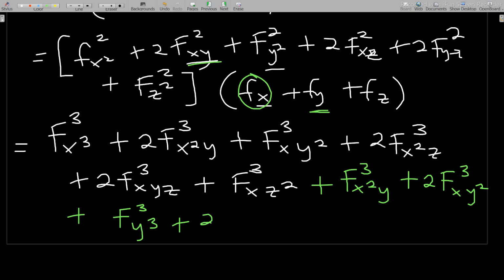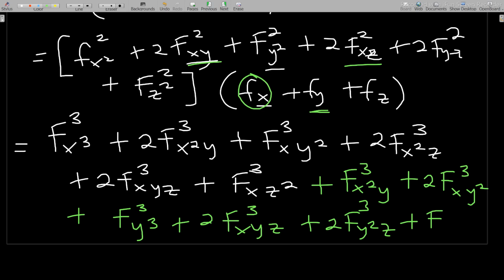Plus 2fxfyfz, here then cube, plus 2fy squared fz, cube, like that. Wow. Plus, then the last one is fy fz squared, and cube. I hope that is correct. fy fz squared. Okay, so that is for the y. Let's go ahead and do for the z.